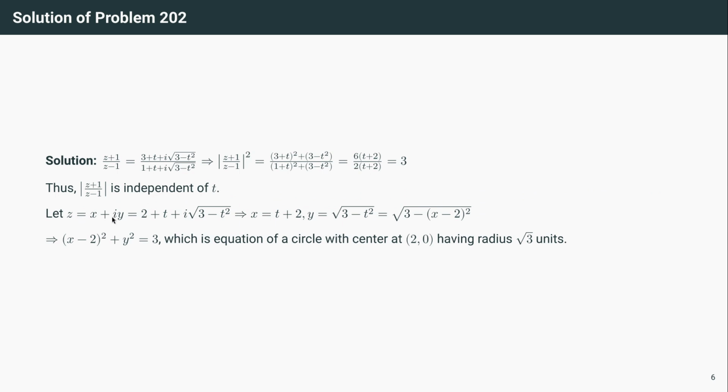Now we let z is equal to x plus iy. By comparing the real and imaginary parts, we have x is equal to t plus 2 and y is equal to square root of 3 minus t square. So from here we get that t is equal to x minus 2. We substitute here and then we square both sides. We arrive at (x minus 2) whole square plus y square is equal to 3, which is the equation of a circle with center at (2, 0) and radius square root of 3, which is the second part of the problem.